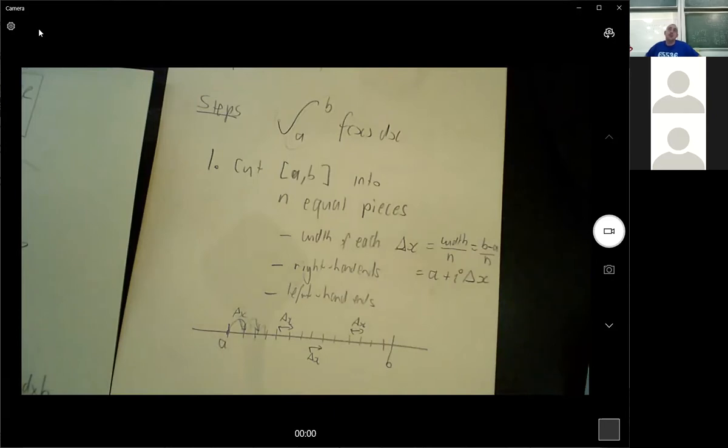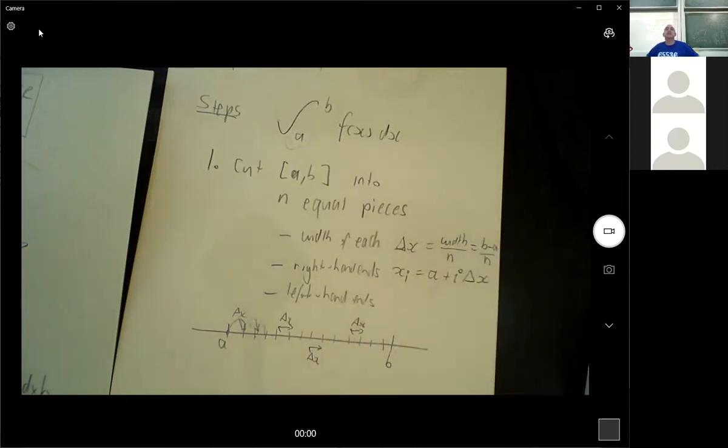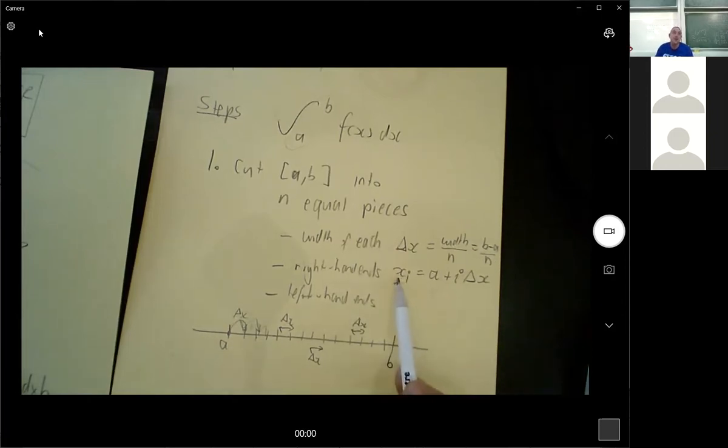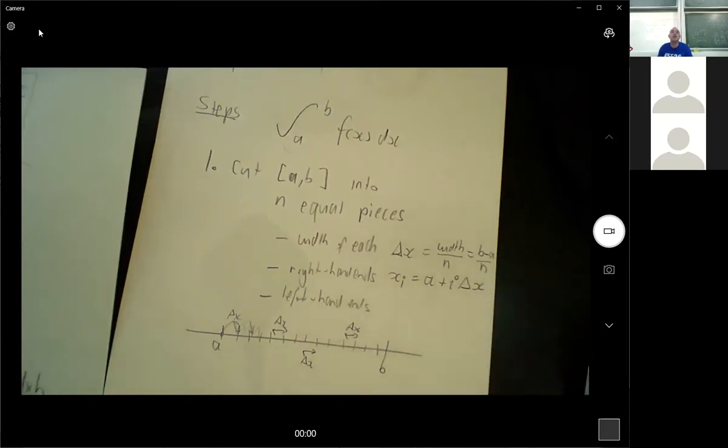The I stands for which interval I'm thinking of. And this is traditionally called xi. It's an x value on the x coordinate that belongs to interval number I. That's why it's called xi. And to get there, we start at position A and we add on the right number of delta x's. And if you want to, you can sub this in there instead of delta x.